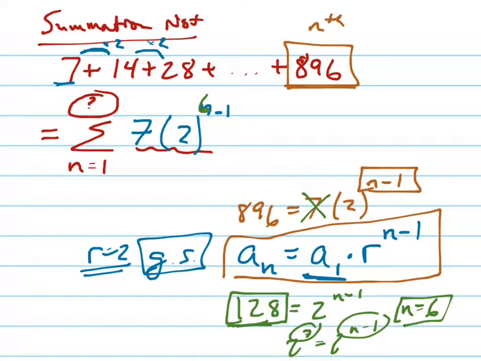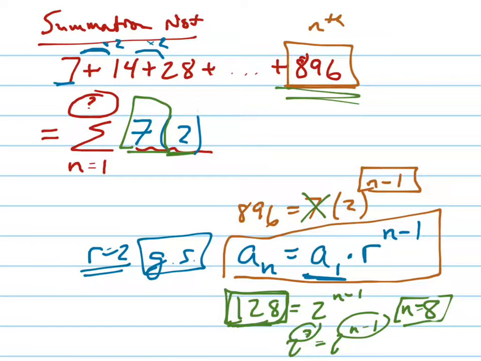Sorry, I did that wrong. It's not 6. If it's 7, it's 8. I'm so sorry. Yeah, it's 8. So what's 8 minus 1? 7. 8 minus 1 is 7. 2 to the 7th is 128. 128 times 7 is 896. Alright, so I just really messed this whole thing up.